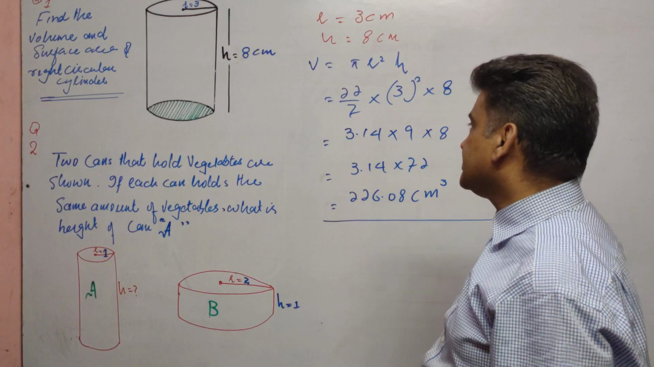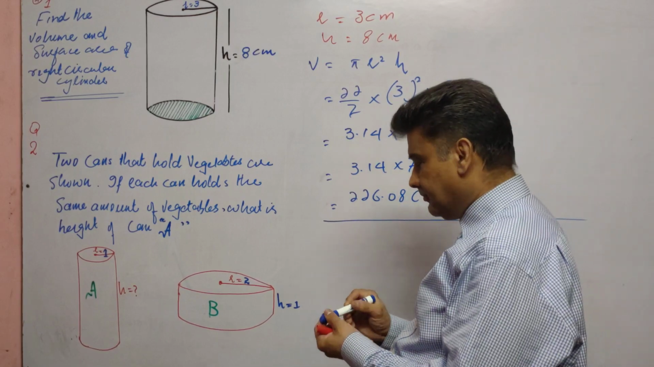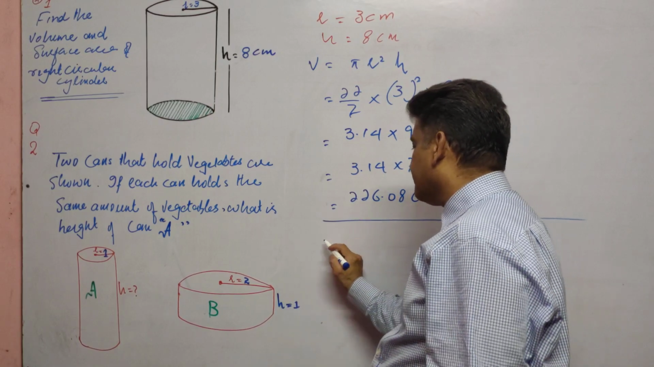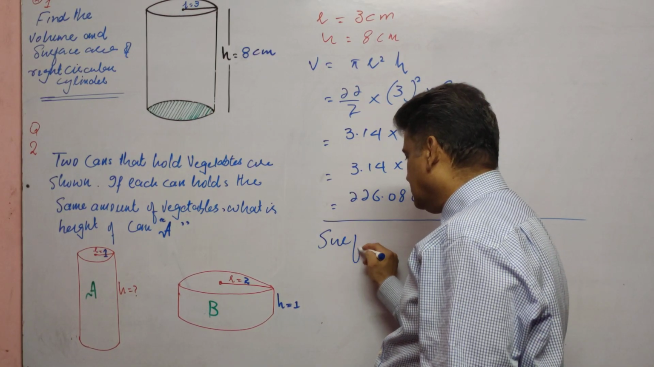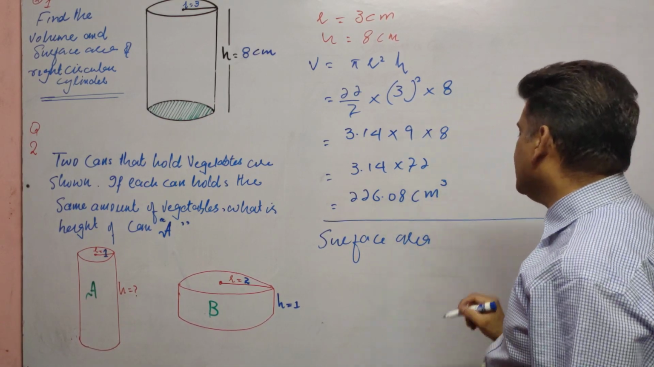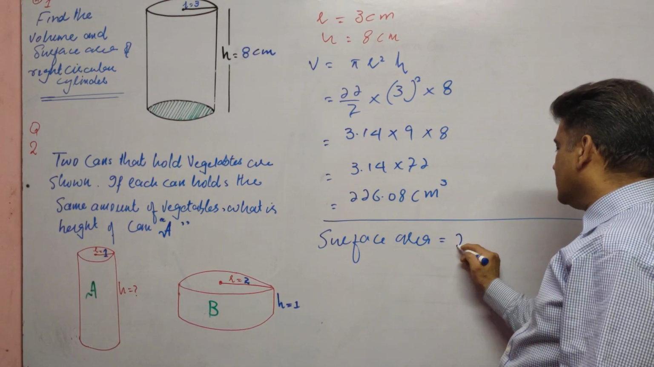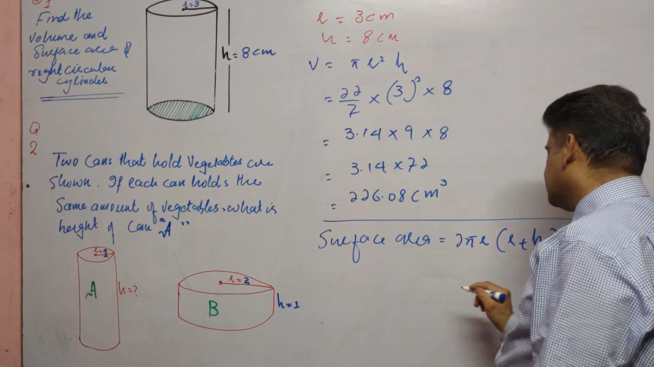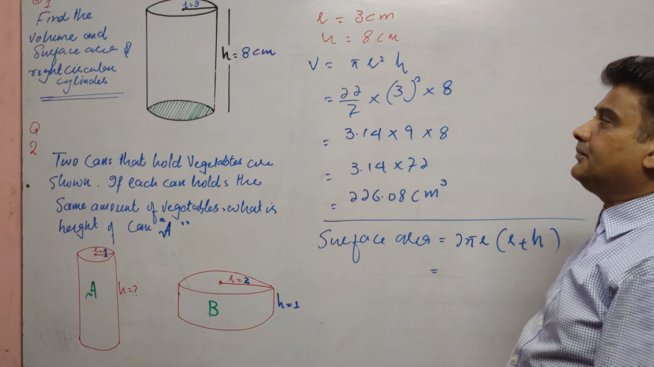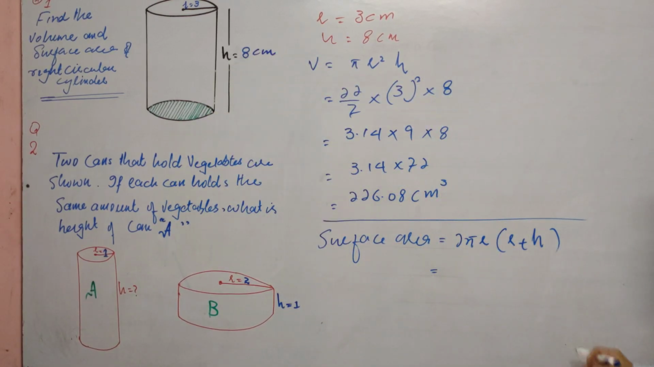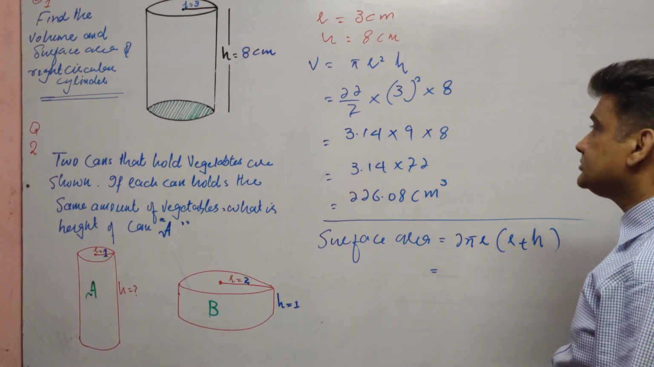The surface area of the cylinder will be equal to, we write, surface area will be equal to 2 pi r times r plus h. The total surface area of a right circular cylinder will be equal to 2 pi r times r plus h, where h is the height and r is the radius.